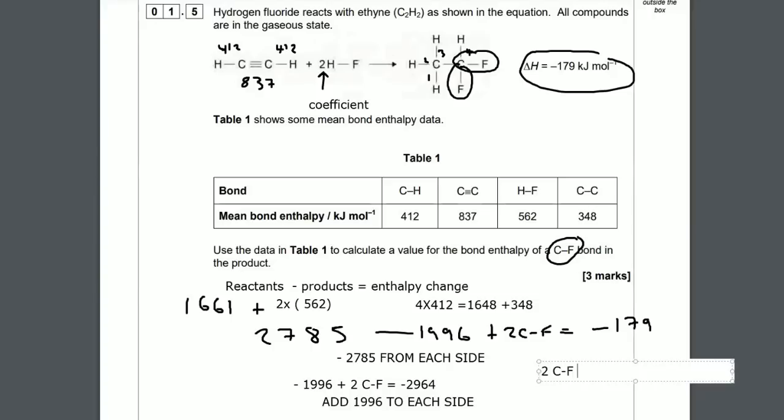So now add 1996 to each side. That's going to get rid of my minus 1996. So I'm putting that into both sides. And that gets rid of anything on the left. So I'm just left with 2 CF bonds, and they are equal to minus 968. I want to divide those by 2, and I find out what 1 CF bond is equal to. I ignore the sign, so I'm just going to leave the answer without the sign, and it's 484.